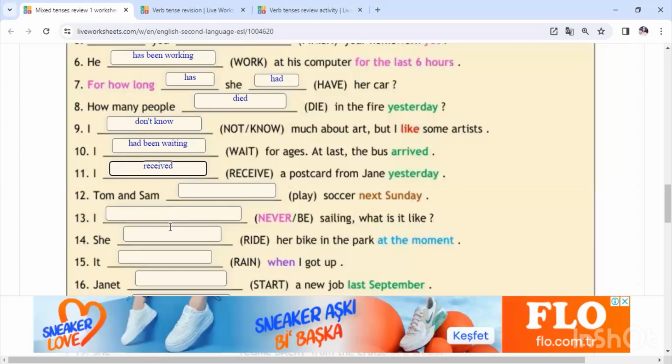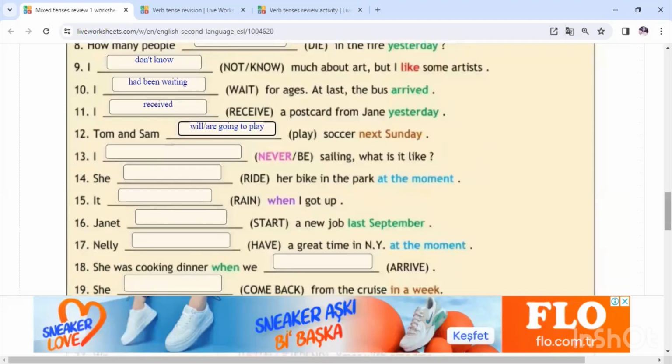Tom and Sam will play soccer next Sunday. We can say will play. We can say is going to play because we can see next Sunday. So maybe it is pre-planned before. Maybe it has planned before, right? So we have two options here, or we can say are going to play. Okay, both of them are correct. Translate it, please.